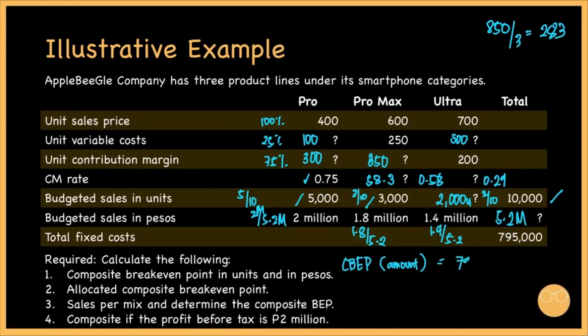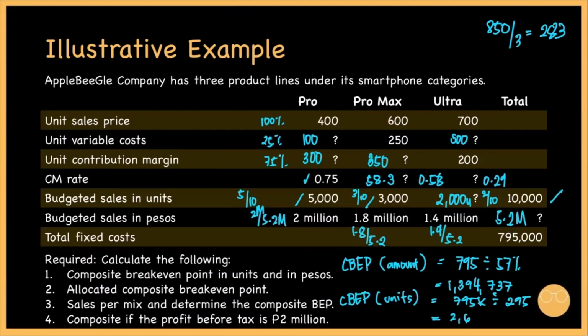That will be 795,000 divided by 57%. That will be around 1,394,737 pesos. Our composite break-even point in terms of units will be 795,000 divided by 295 pesos. That will be 2,695 units. Apple Bigel Company would need to have sales of 1,394,737, or they should be able to sell 2,695 units for them not to incur a profit or loss.